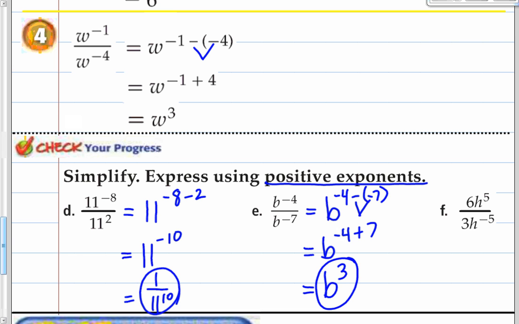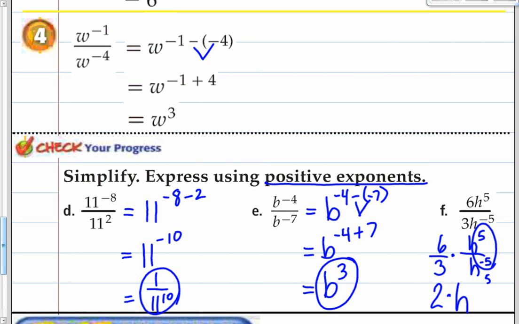F, the last one. Notice again we have coefficients, so we're going to deal with that separately. We'll pull those together, put a multiplication between it, and we'll pull the other ones together. We have h to the 5th all over h to the negative 5th power. Well, 6 over 3 is 6 divided by 3, which is 2. We're going to multiply that by whatever we get over here, where we're going to take the 5 and subtract the negative 5. The h's are the same base, so therefore we take 5 and subtract negative 5.